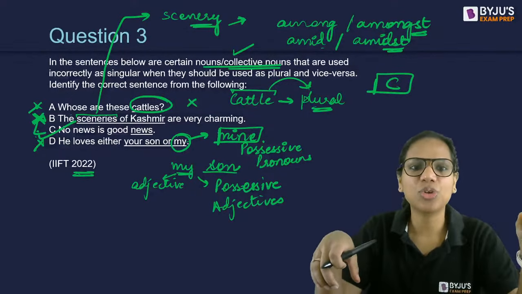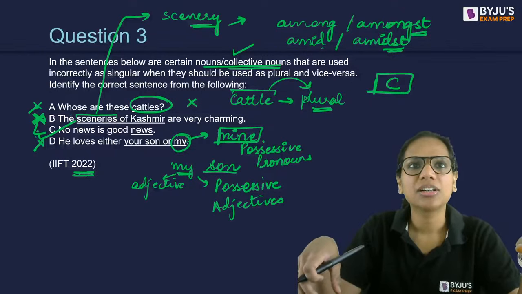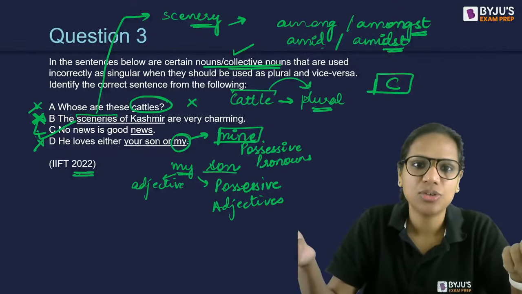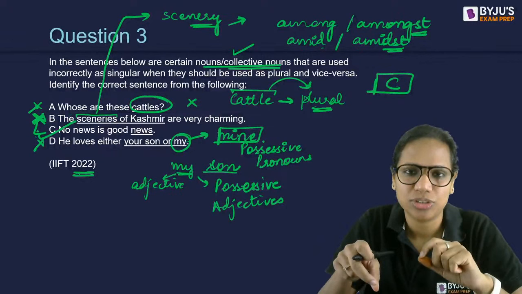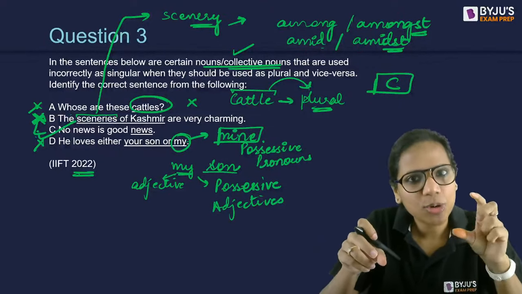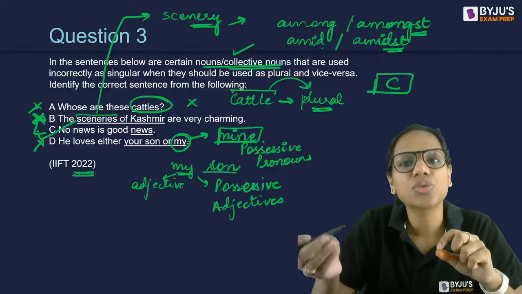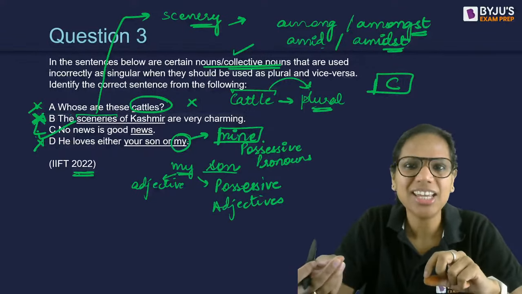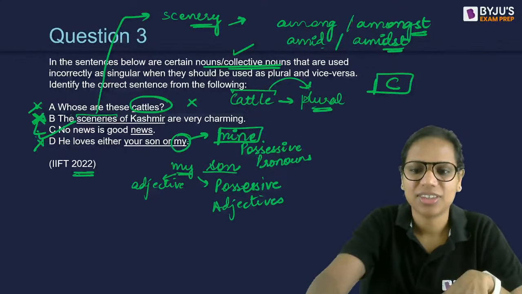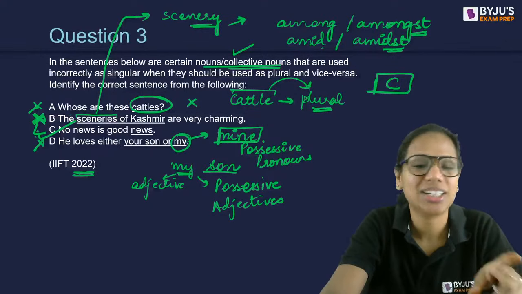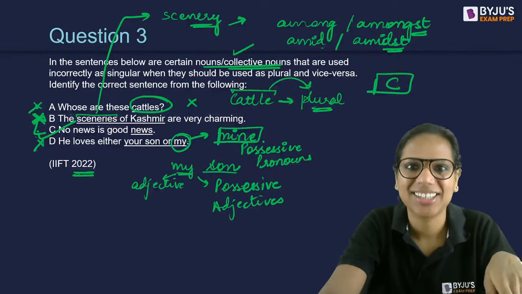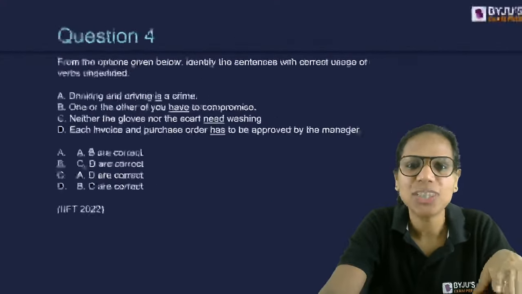So if I'm not talking about a particular piece of news, okay, news is an uncountable noun. If you want to talk about one news item, you say a news item or a piece of news, right? You don't say a news. That's good news. That's how we say it. Not "that's the good news." That is incorrect. News is uncountable.